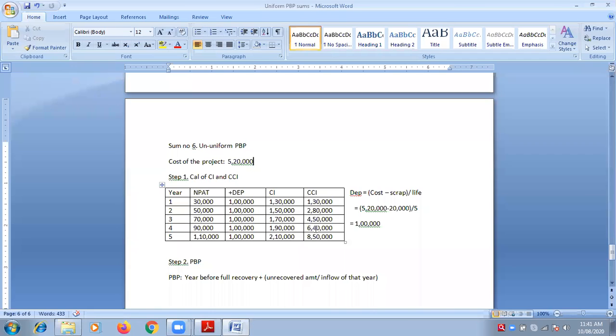Okay, so we don't have to write fourth year. Instead, we have to write third year. Why we have to write a year before? Because they are asking you to write a year before full recovery. So what is year before full recovery? 3. Third year means 3. You have to write year, not the amount of that year. You don't have to write the amount of that year. Okay. And now plus, put it in the bracket. Give me just a second.